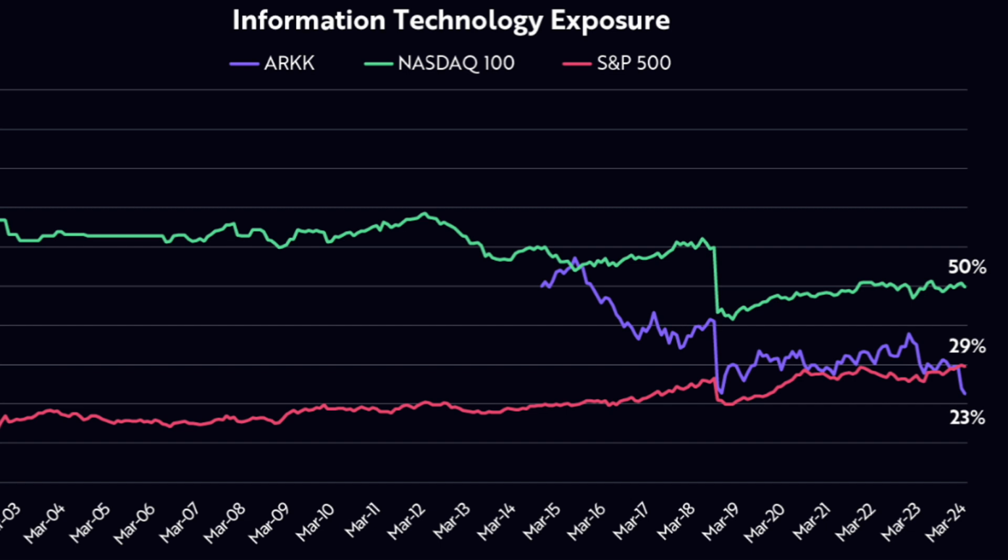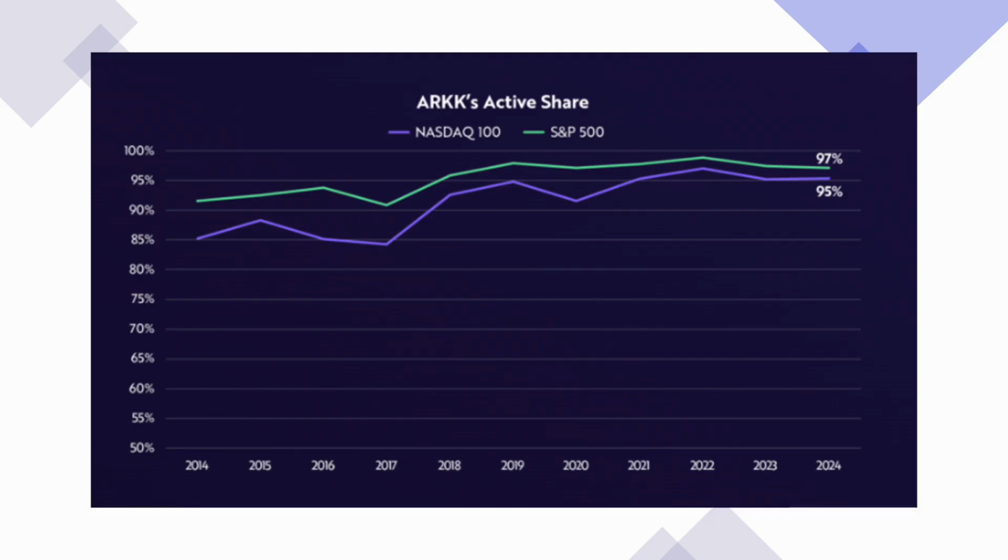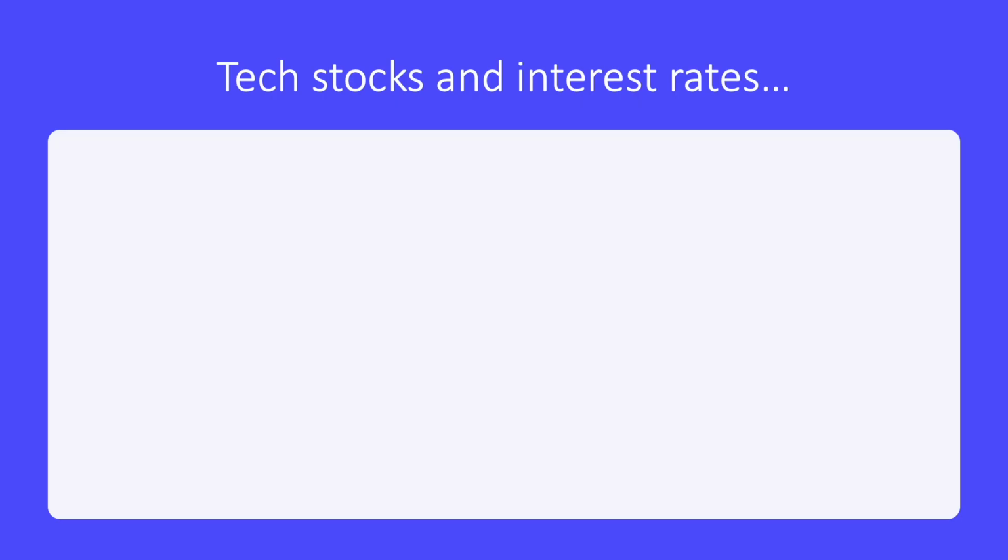And that goes to this chart here, which shows ARK's active share. All this means is the overlap they have with NASDAQ and S&P 500. I'd say the non-overlap, so I'll bet you the overlap of 3 to 5% is Tesla. But at any rate, they also had this quip on tech stocks and interest rates.